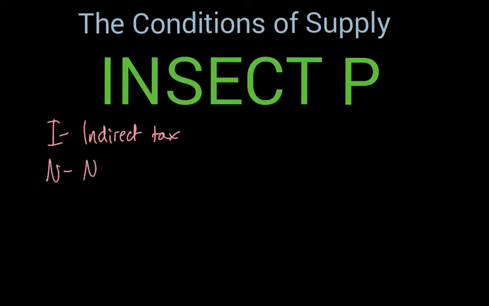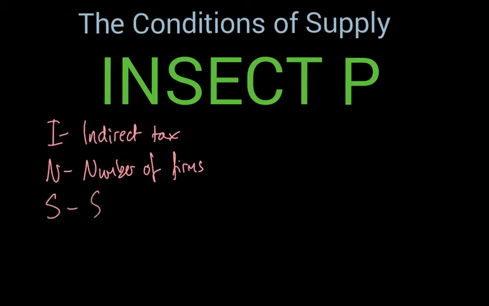The N is number of firms. So we saw this to an extent earlier on where if there are more firms entering the market, then supply will increase. In particular, this means the creation of new firms.